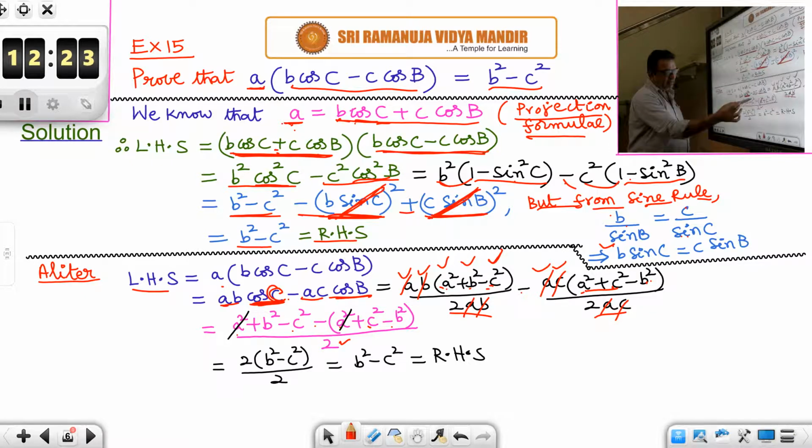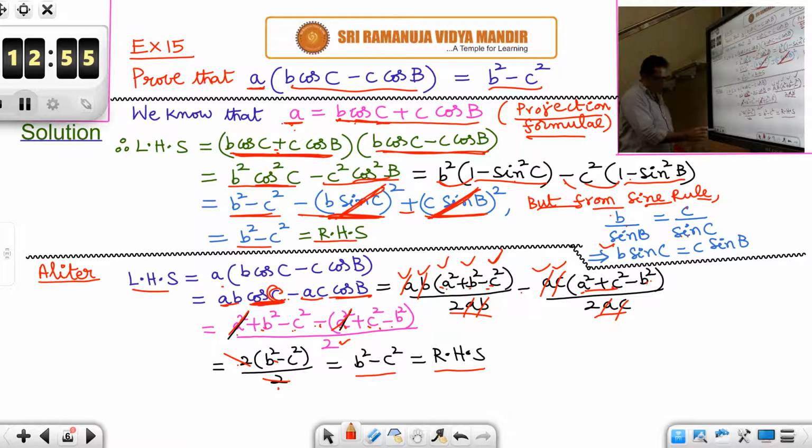So a square minus a square is gone. Next, b square minus c square, minus of c square minus b square means this is also b square minus c square. So the numerator is 2 times (b square minus c square), by 2. So 2 can be cancelled out. You will get b square minus c square. That is the right hand side. So these are two completely different methods.